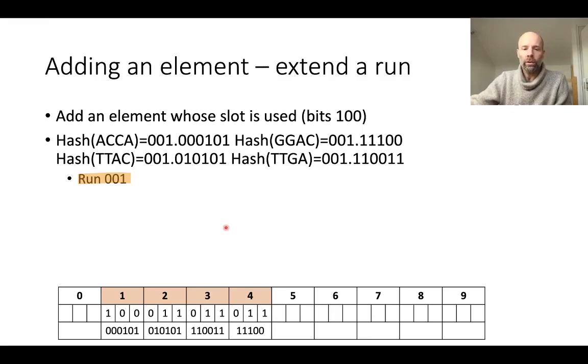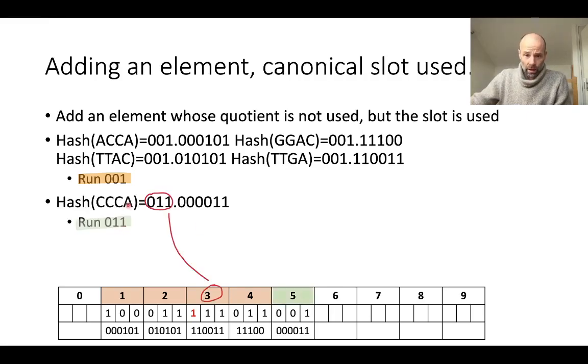Okay, let's see now another situation. I want to add an element whose quotient is equal to 3, 0, 1, 1, but at this location there is already something. It's not empty. So what I'm going to do is the following. First, I put this first bit to 1. In any situation I do this because I know now I have an element somewhere in my quotient filter whose quotient is equal to 3, so I put this equal to 1, independently from anything other I am going to do.